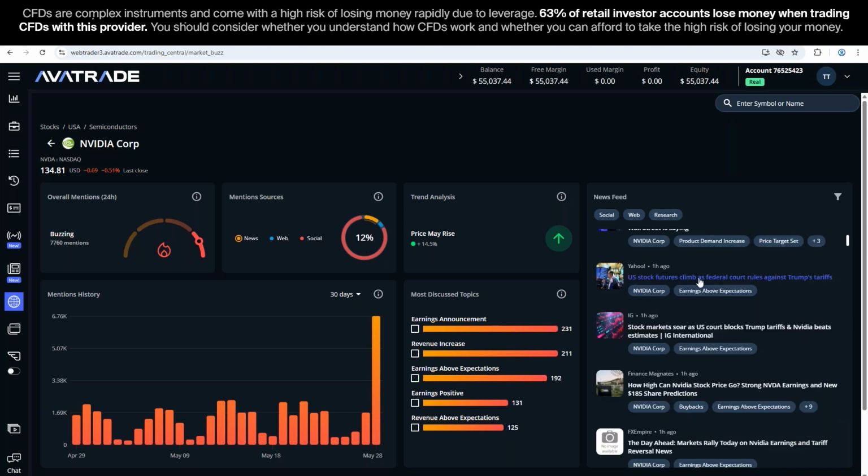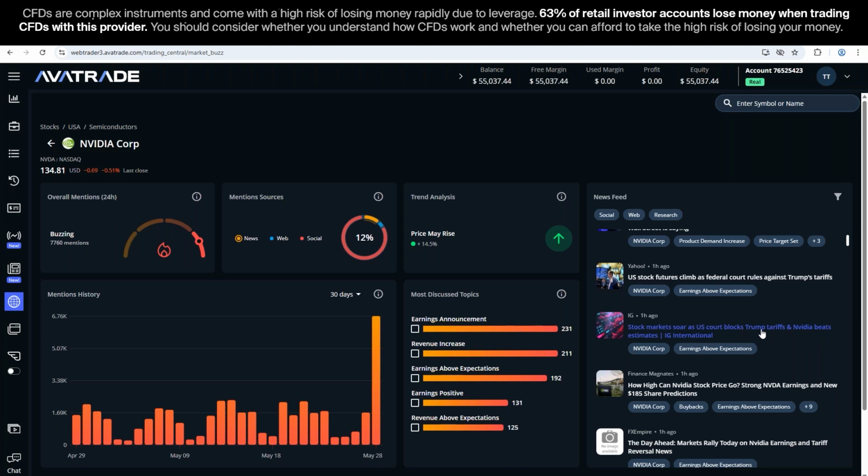If we move on, U.S. stock futures climb as federal court rules against Trump tariffs. That leads in the positive direction, especially as these articles are mentioning in the tech sector. Stock markets soar as U.S. court blocks Trump tariffs and NVIDIA beats estimates. Okay, well, that's a better headline for NVIDIA.